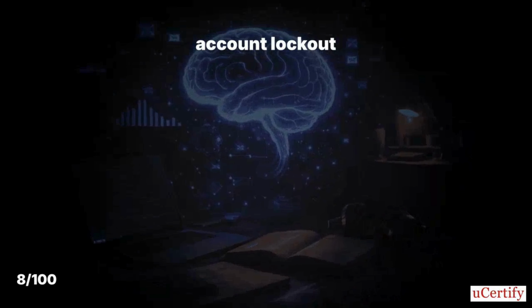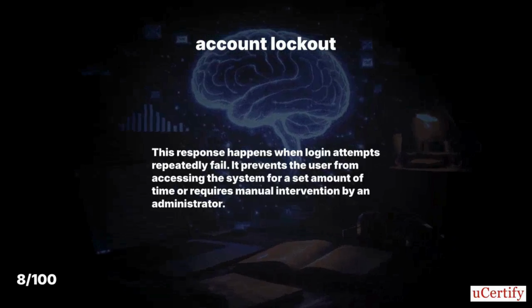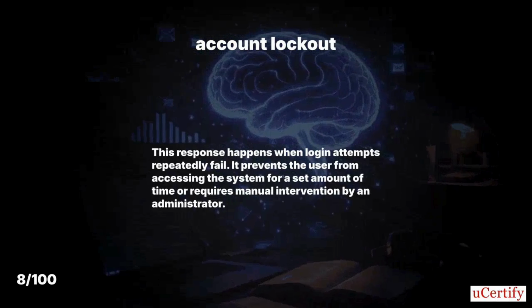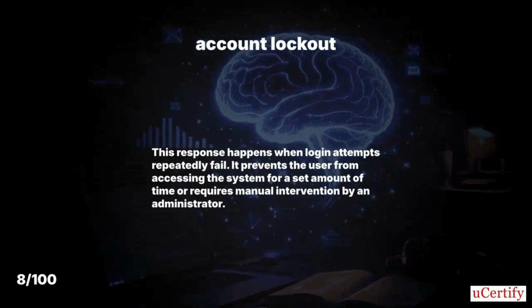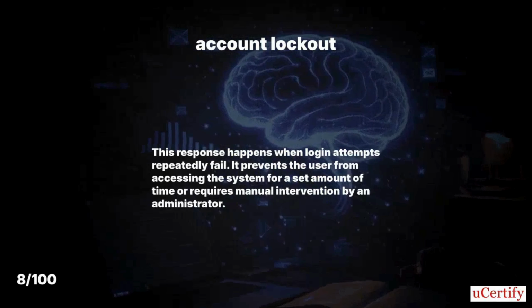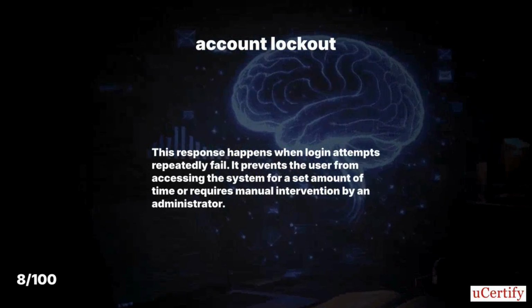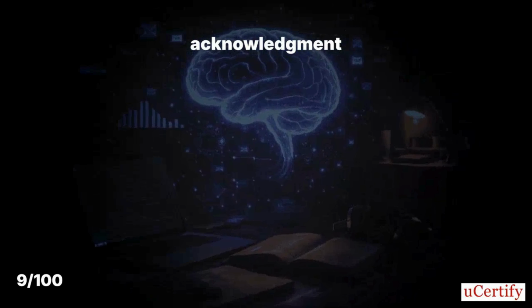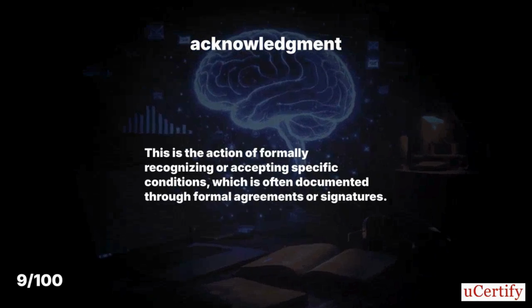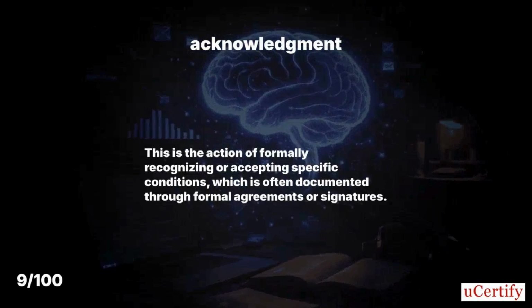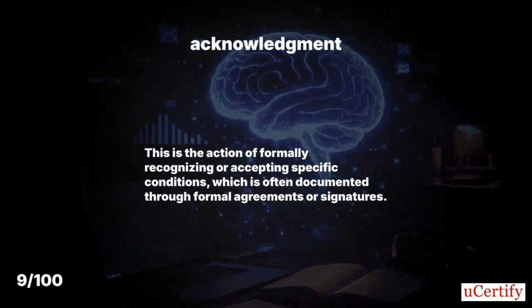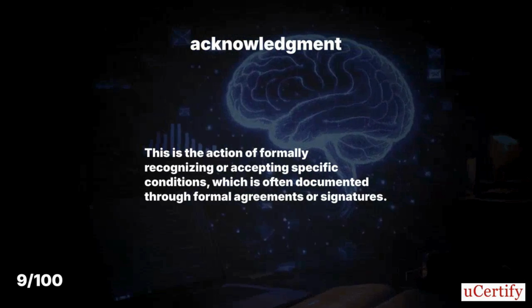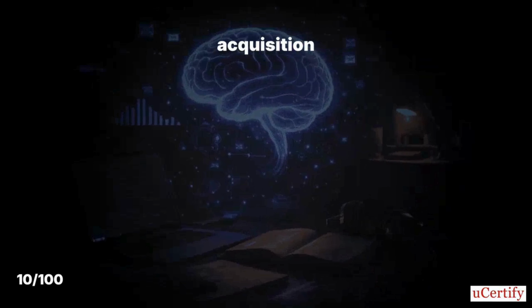Term: Account Lockout. Definition: This response happens when login attempts repeatedly fail. It prevents the user from accessing the system for a set amount of time or requires manual intervention by an administrator. Term: Acknowledgement. Definition: This is the action of formally recognizing or accepting specific conditions, which is often documented through formal agreements or signatures.